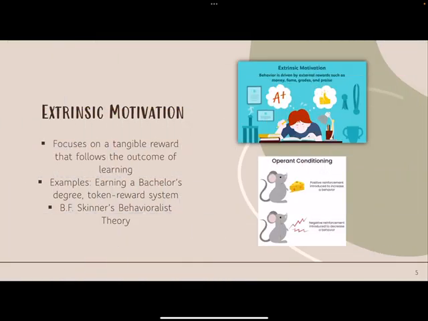Oppositely, extrinsic motivation focuses on a tangible reward that follows the outcome of learning. Now, an example of this is earning a bachelor's degree, or a token reward system. We don't just go to school to go to school. At least I don't. I don't pay thousands of dollars just to have fun. I want to earn a degree. Just as students are earning rewards or tokens for having good behavior. They're wanting to earn something for doing something good.